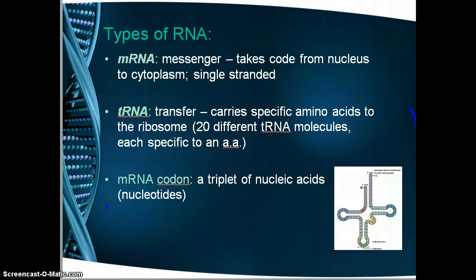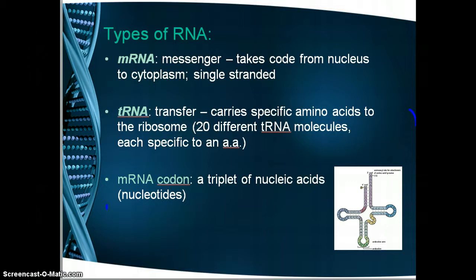There's two different types of RNA that are found. The first is called mRNA, and the M stands for messenger. Okay, this is what's responsible for transferring the genetic code out of the nucleus and into the cytoplasm. We just talked about that it is single-stranded.